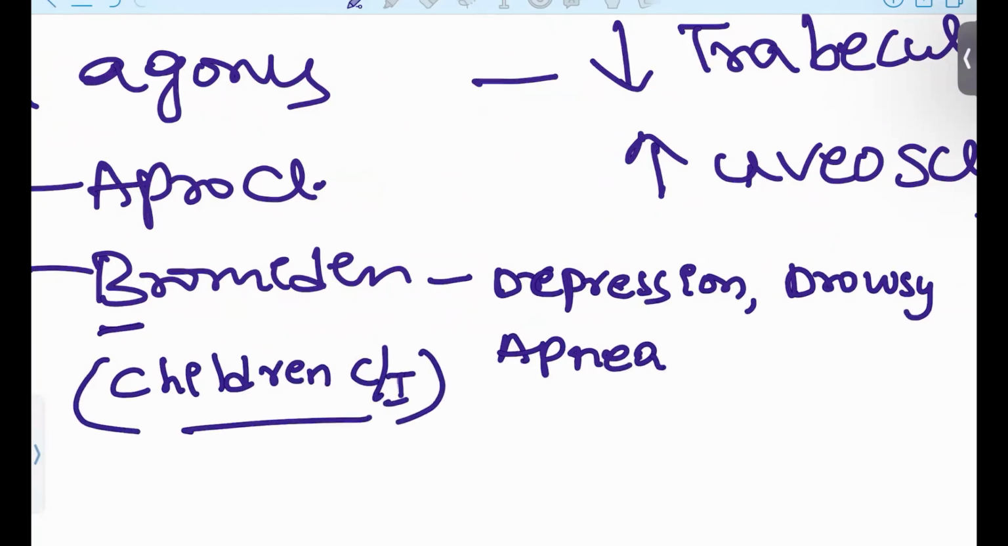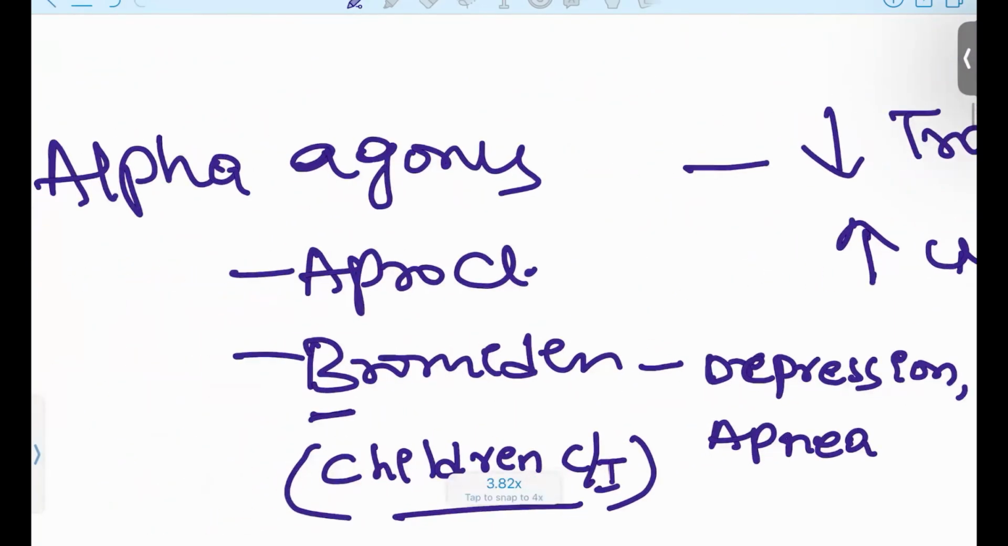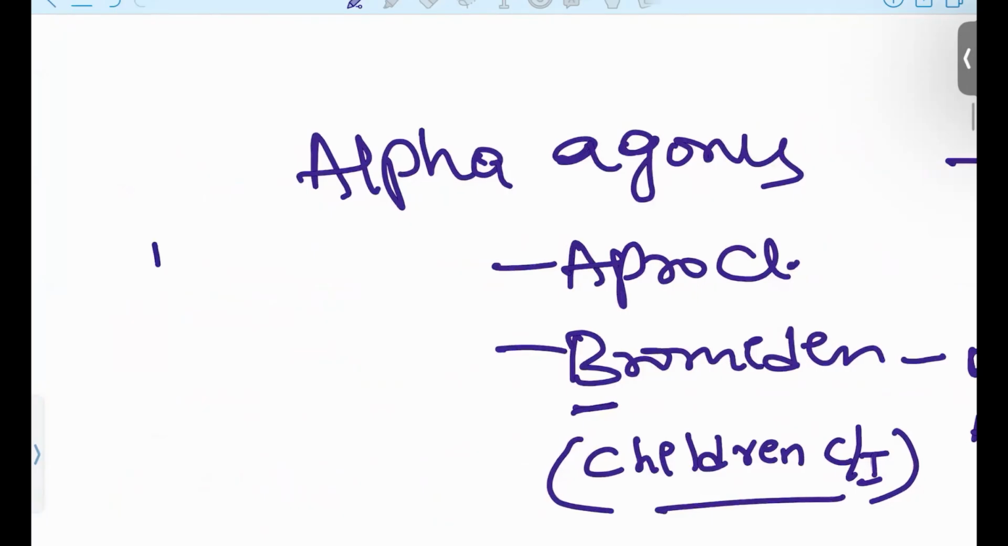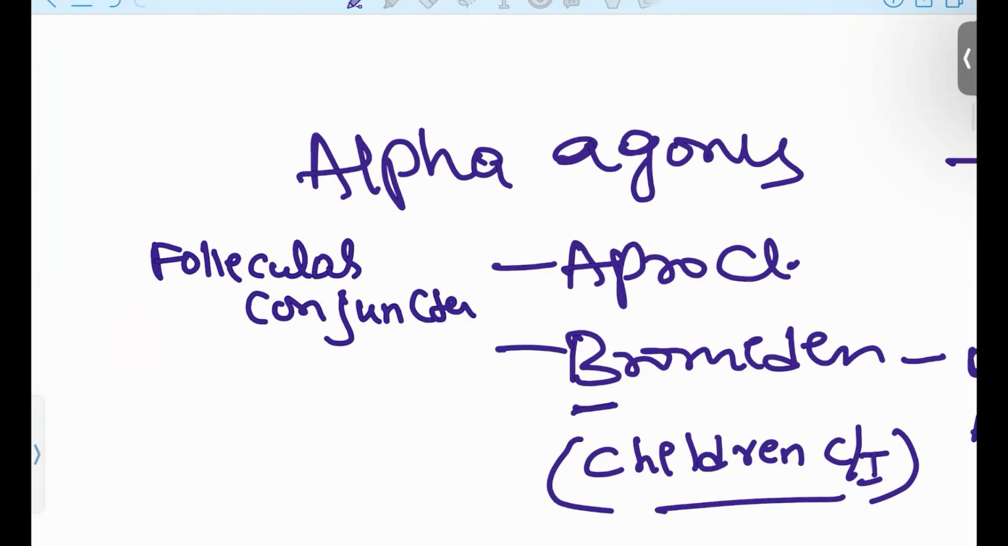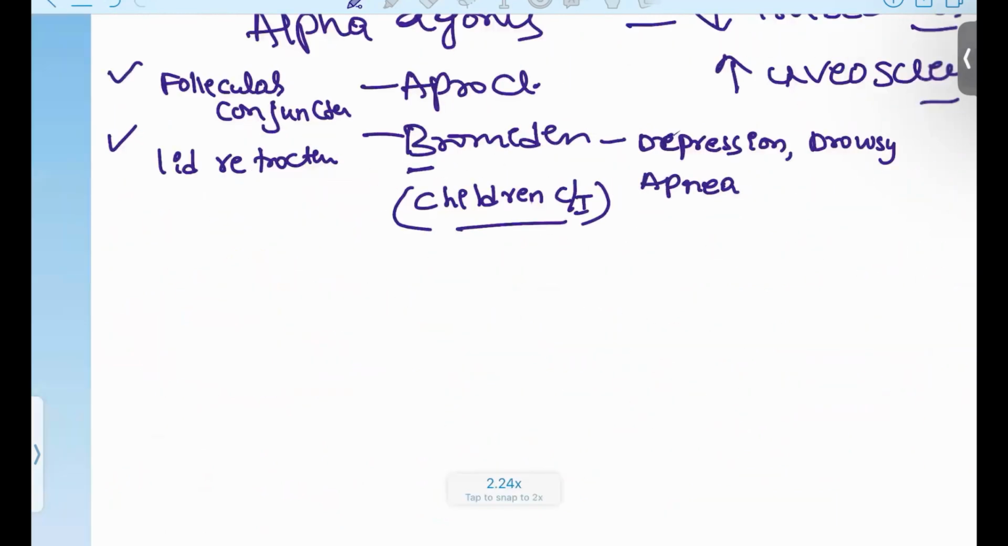All right. Next, apraclonidine has other symptoms. What are those other symptoms? The patient will have follicular conjunctivitis and lid retraction. Okay, lid retraction is also seen in patients who are taking apraclonidine.